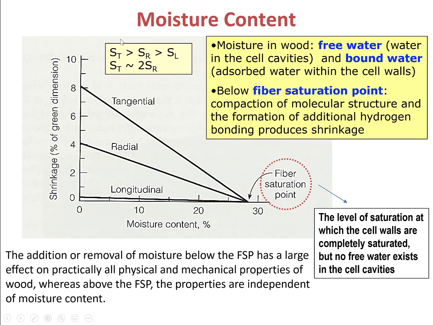So we can see that the change in the tangential direction is larger than the change in the radial direction, and the change in the radial direction is larger than the change in the longitudinal direction. And the change in the radial direction is almost just 1/2 of the change in the tangential direction.